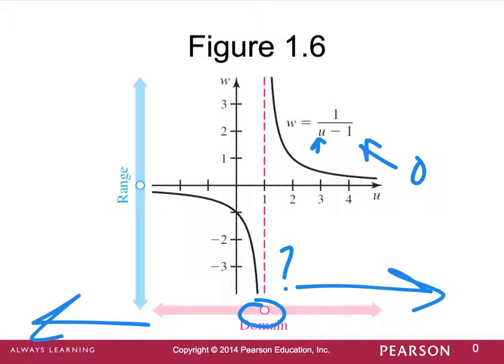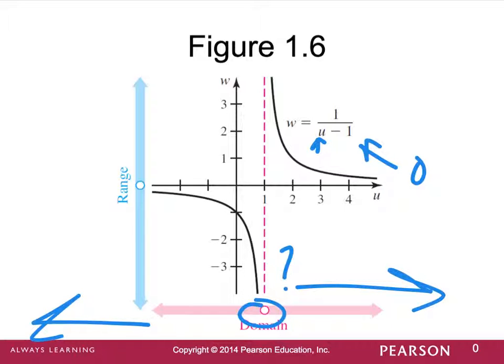Now, as we get into calculus, we're going to look at ways to interpret what actually happens when we attempt to divide by 0 and all the tricky stuff that comes with that. But for right now, when dealing with functions, we say that, well, this function is not defined. Its domain does not exist at u equal to 1.